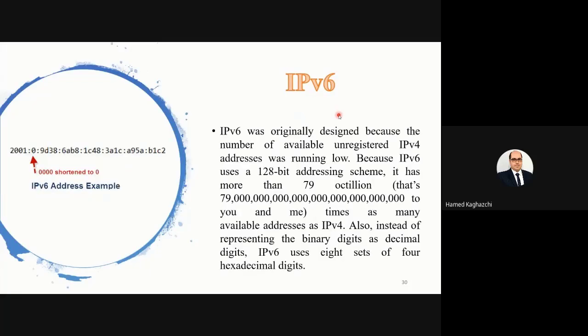And we have IP version 6. This type of IP is used with a 128-bit number. We use 8 sets of 4 hexadecimal digits, and each part is separated by colons, as you see here in the figure. 8 parts, each of 4 hexadecimal digits.